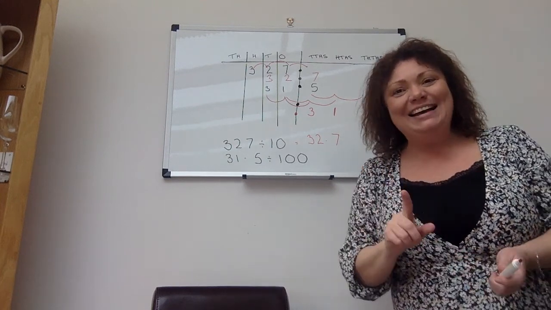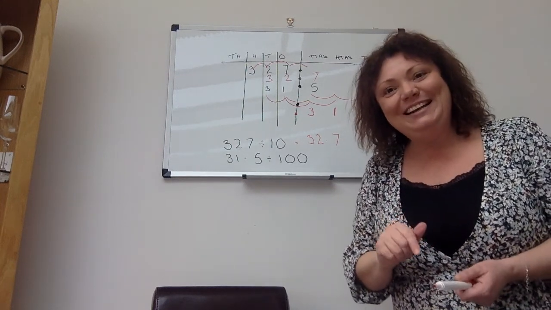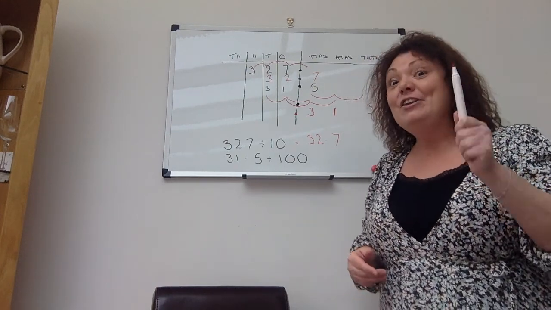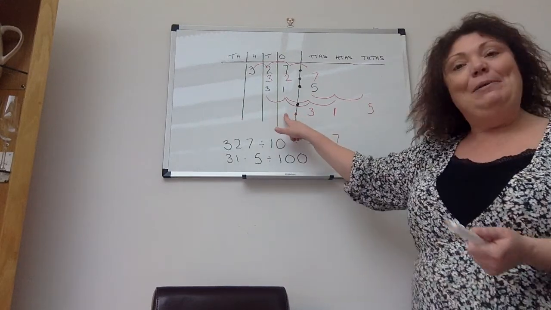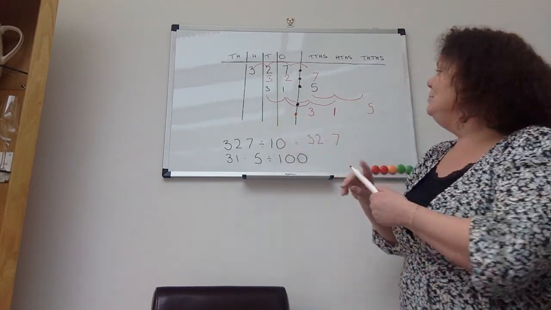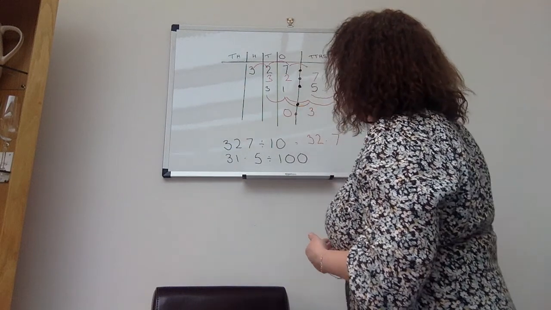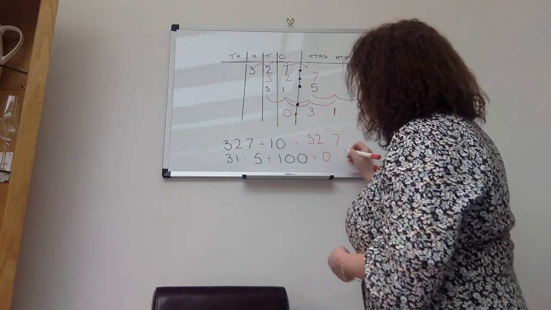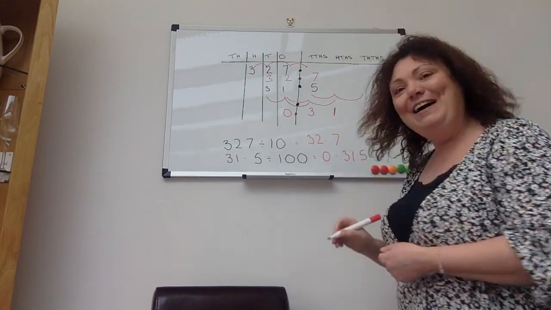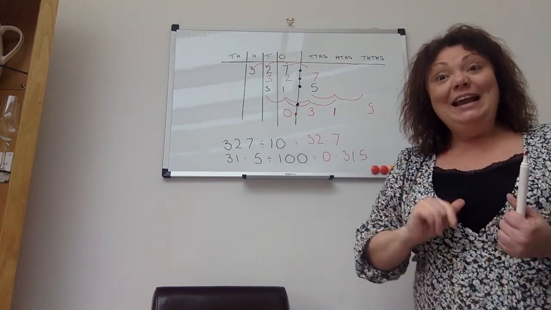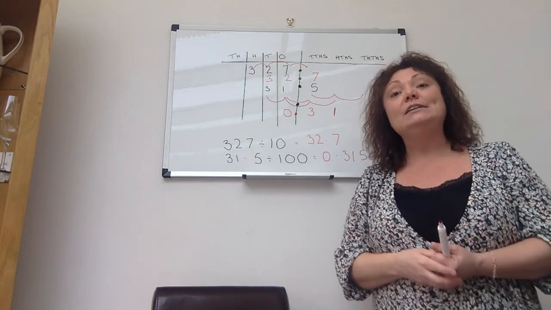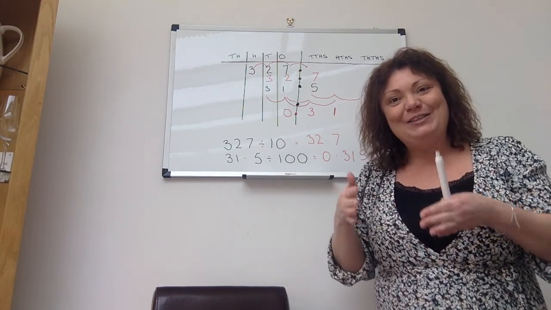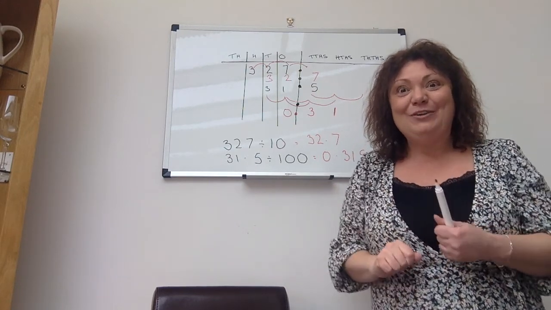Now, we need to add something to that number, don't we? What do we need to add, Year 6? I can hear you shouting at me. I know what you are saying. We need to put a placeholder there, don't we? Okay, so we need to put that 0 there, and we have got our answer. So we have got 0.315 as our answer. And we have moved, because we are dividing by 100, we have moved that number 3 places to the right. Okay, I think you've probably got that.